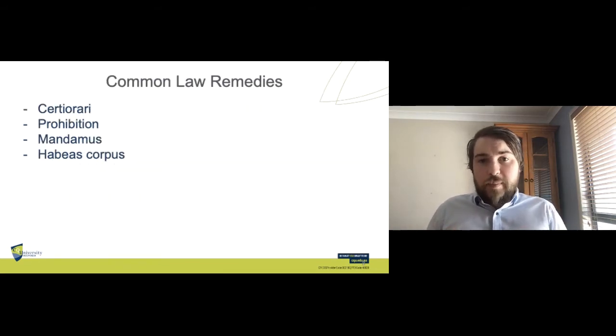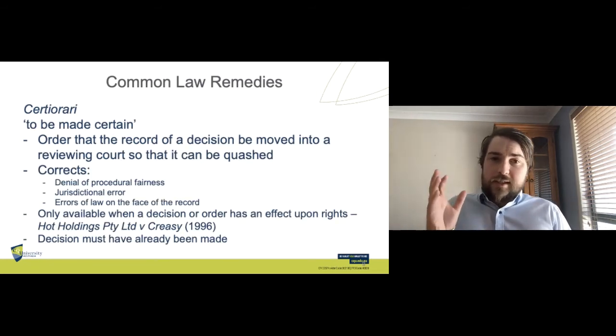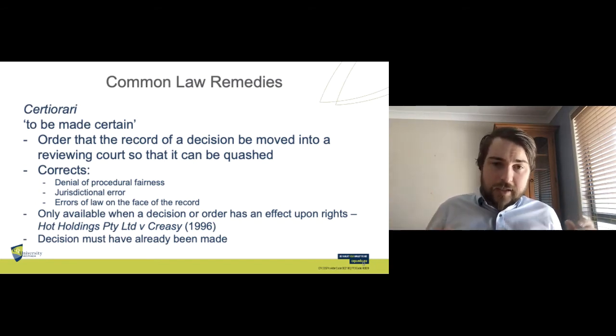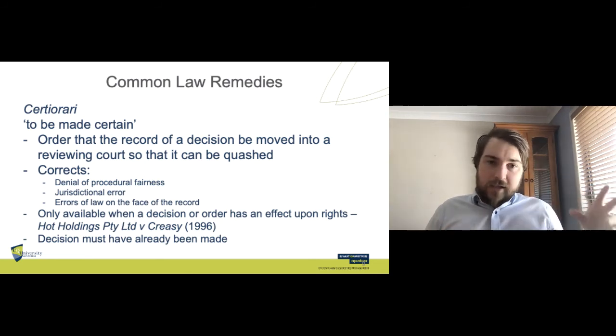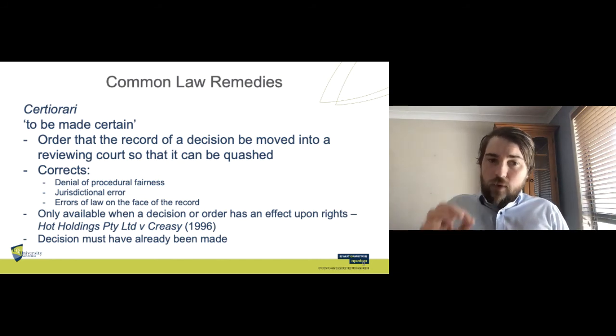There are four remedies available at common law: certiorari, prohibition, mandamus, and habeas corpus. We'll run through each of those fairly briefly. An order for certiorari is an order to be made certain, and so this aligns with the power under the Administrative Decisions Judicial Review Act to quash or set aside an order. And so an order of certiorari is an order that the record of a decision be moved into the reviewing court so that it can be quashed.